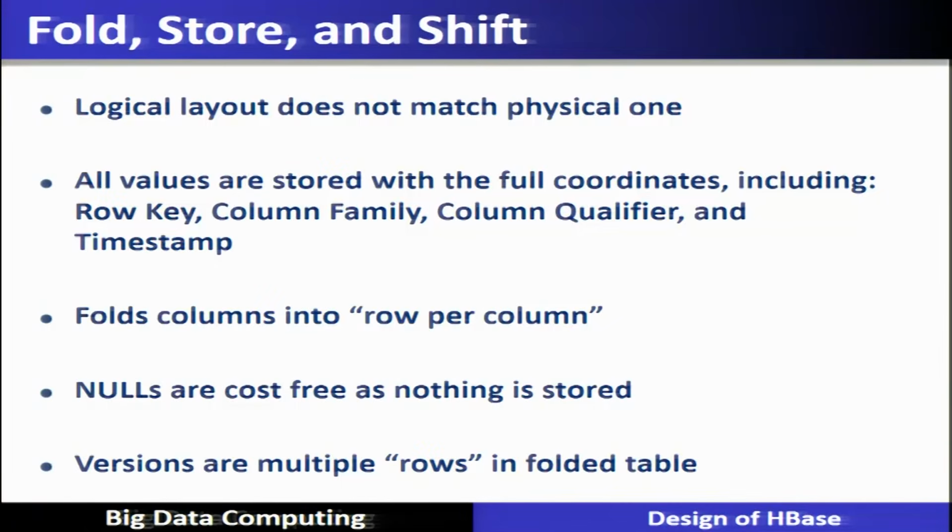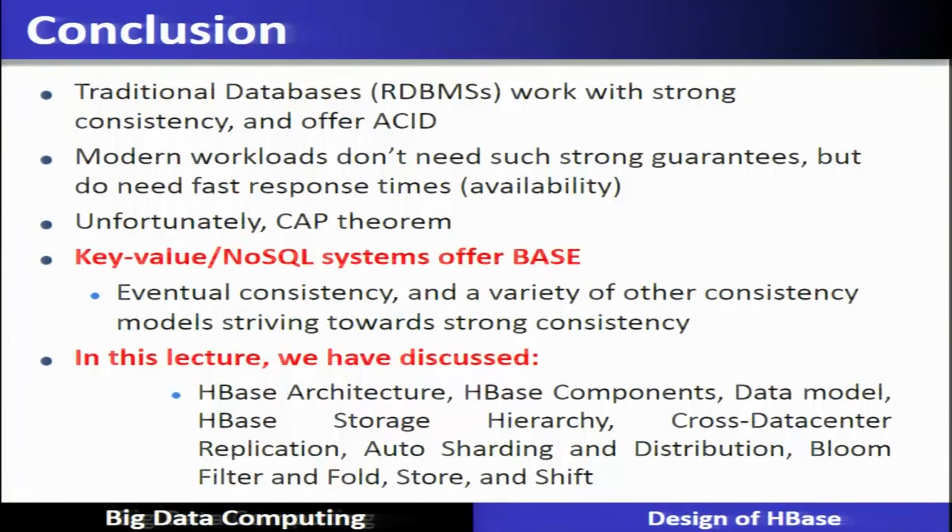The logical layout does not match the physical one. Here all the values are stored with the full coordinates, including the row key, column family, column qualifier, and the timestamp. It folds the column into the row, one per column, and nulls are cost free as nothing is stored. Versions are multiple rows in a folded table.